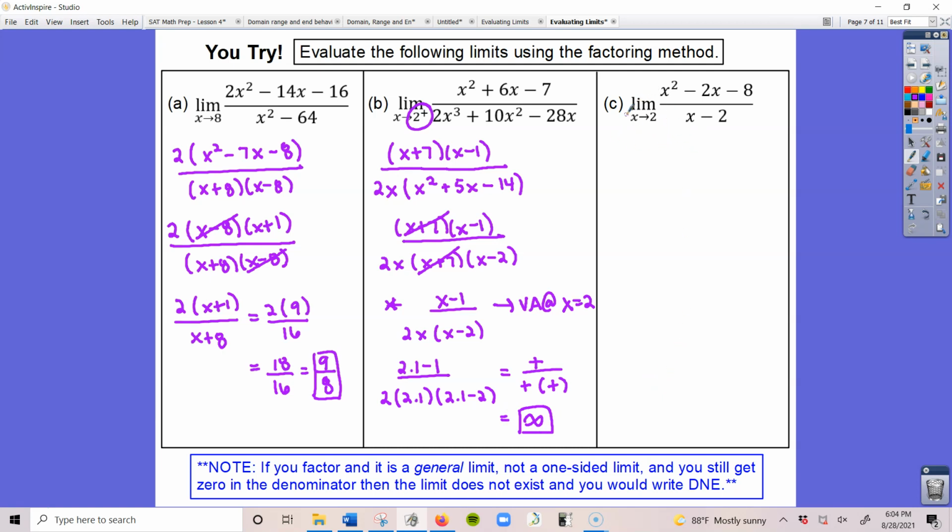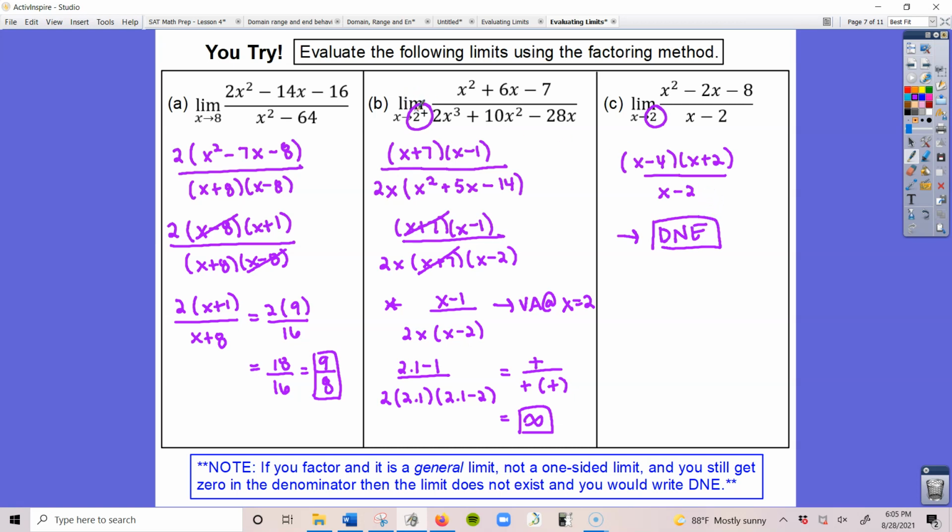Last one here, we have the limit as x is approaching 2. If you look at the denominator, that's why we're going to have to factor, because this denominator will be 0, and we want to see if we can cancel out that problematic factor. So x squared minus 2x minus 8 can be factored as x minus 4, x plus 2, which unfortunately will not cancel with the x minus 2. This is a general limit now. It's not a one-sided limit. So because this is a general limit, that means that my answer here would be does not exist, since at x equal to 2, there is a vertical asymptote.